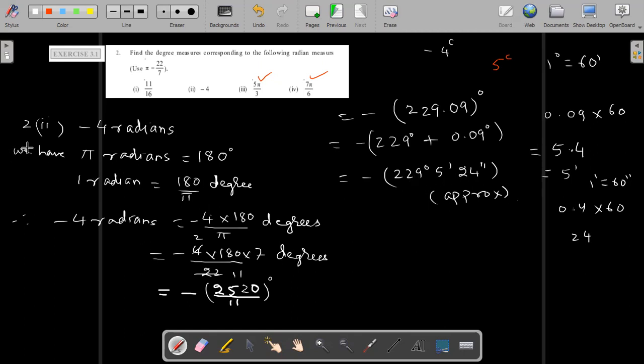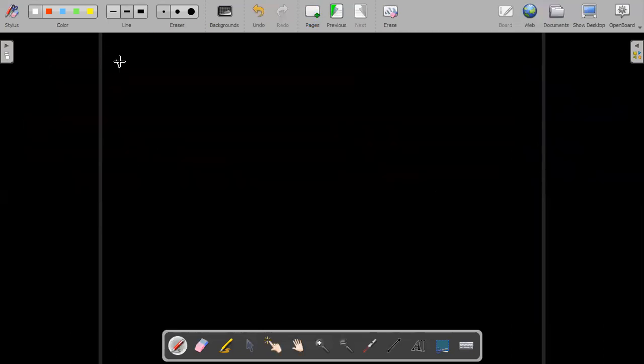So when pi is not there, we have to substitute the value of pi. When pi is there, it becomes easy because pi will cancel and the calculation will become very easy. Third question: 5 pi by 3. We have to convert 5 pi by 3 radians. We can also write 5 pi by 3 with a small c, that means radians.